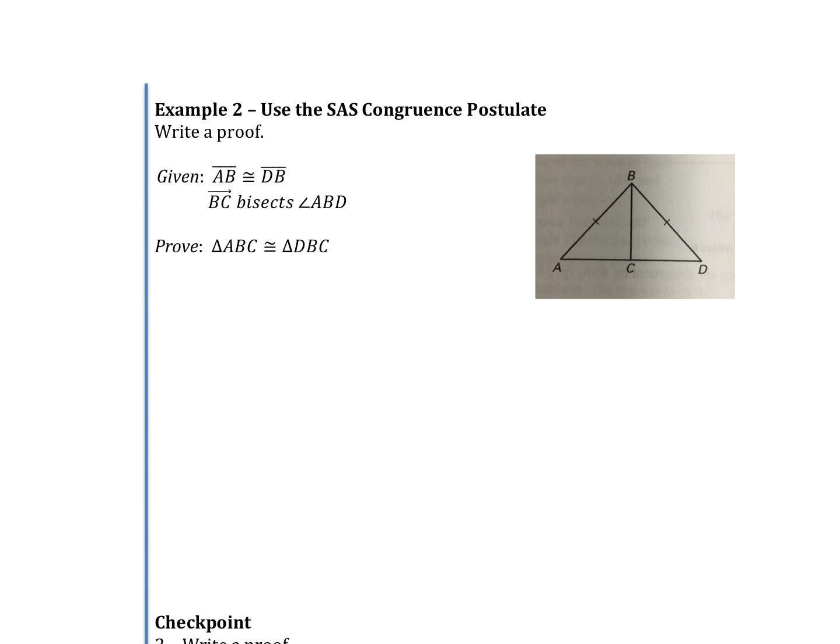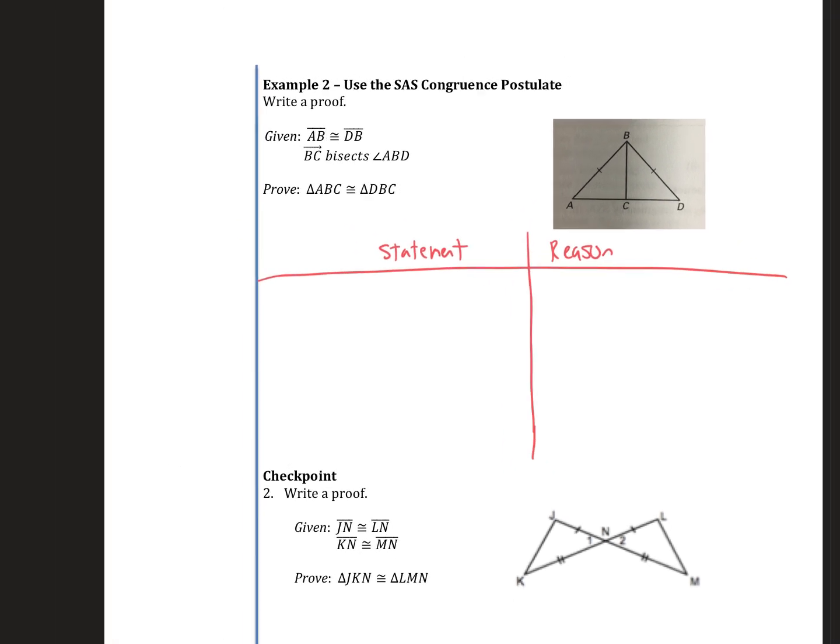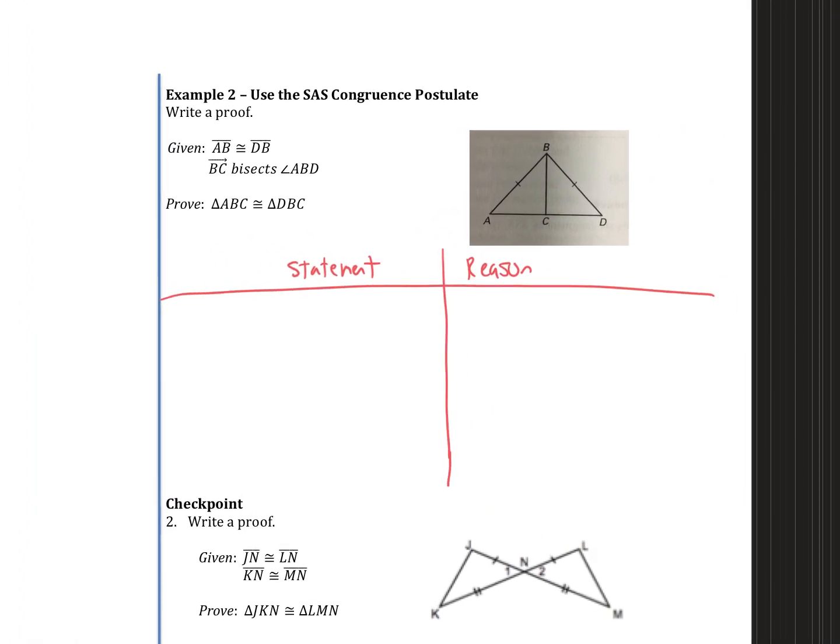Okay, so again, what are the 2 sides of the columns here? 2-column proof. We have the statement and the reason. Okay, so we do this, and we go like this. All right, so it's this type of proof. We know AB is congruent to DB, and ray BC bisects angle ABD. We're proving that triangle ABC is congruent to triangle DBC.